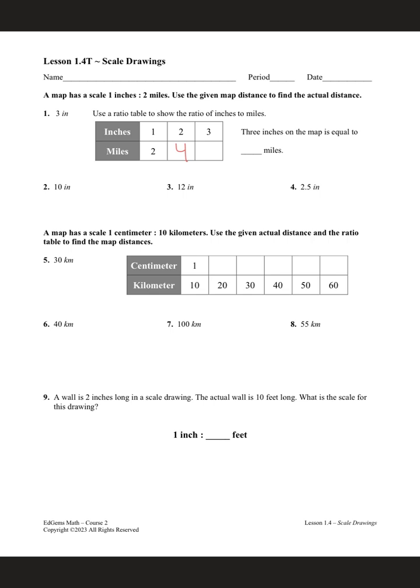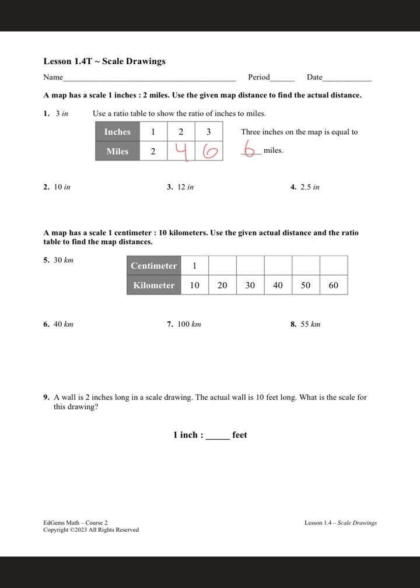If it's 3 inches on the map, so we're going up by a factor of 3, what's it going to be in real life? In other words, how many miles is it going to be? 1 times what is 3? That's 3. Whatever you do to the top part of this ratio table, you do to the bottom part. So 2 times 3 is what? That's 6. So 3 inches on the map is equal to 6 miles in real life.